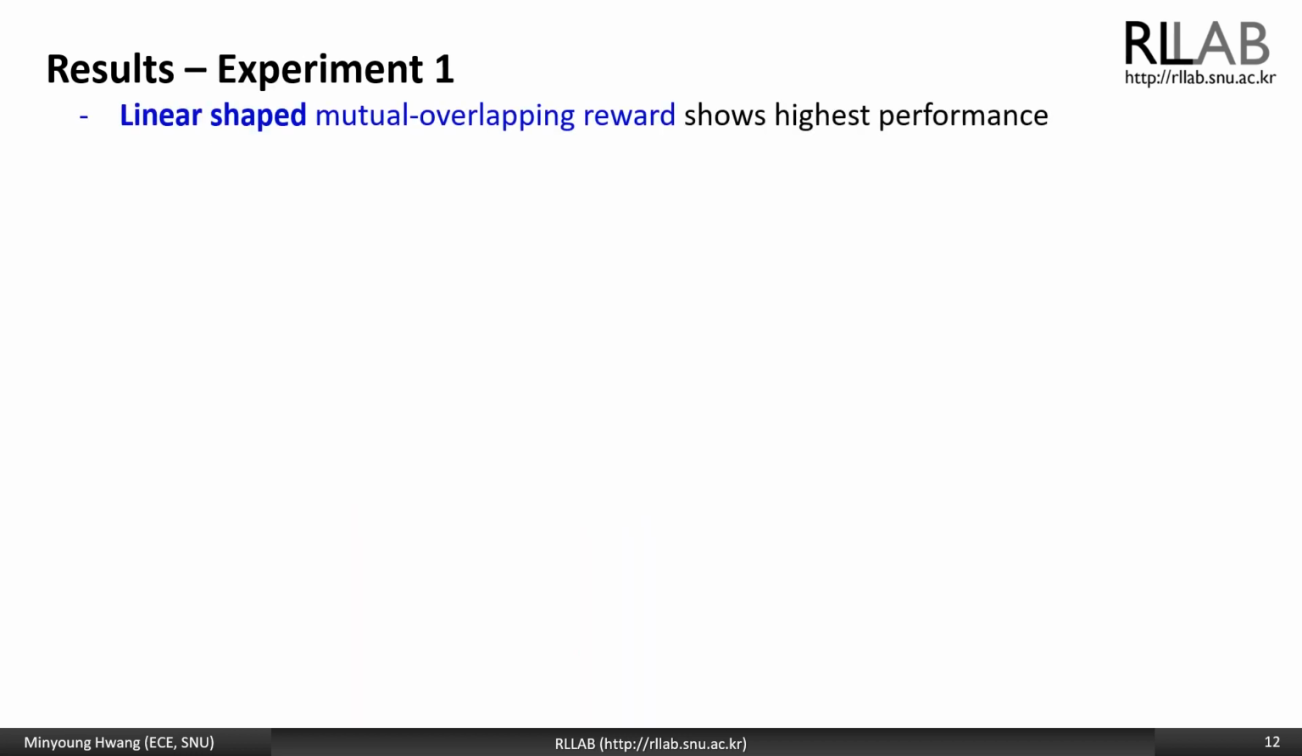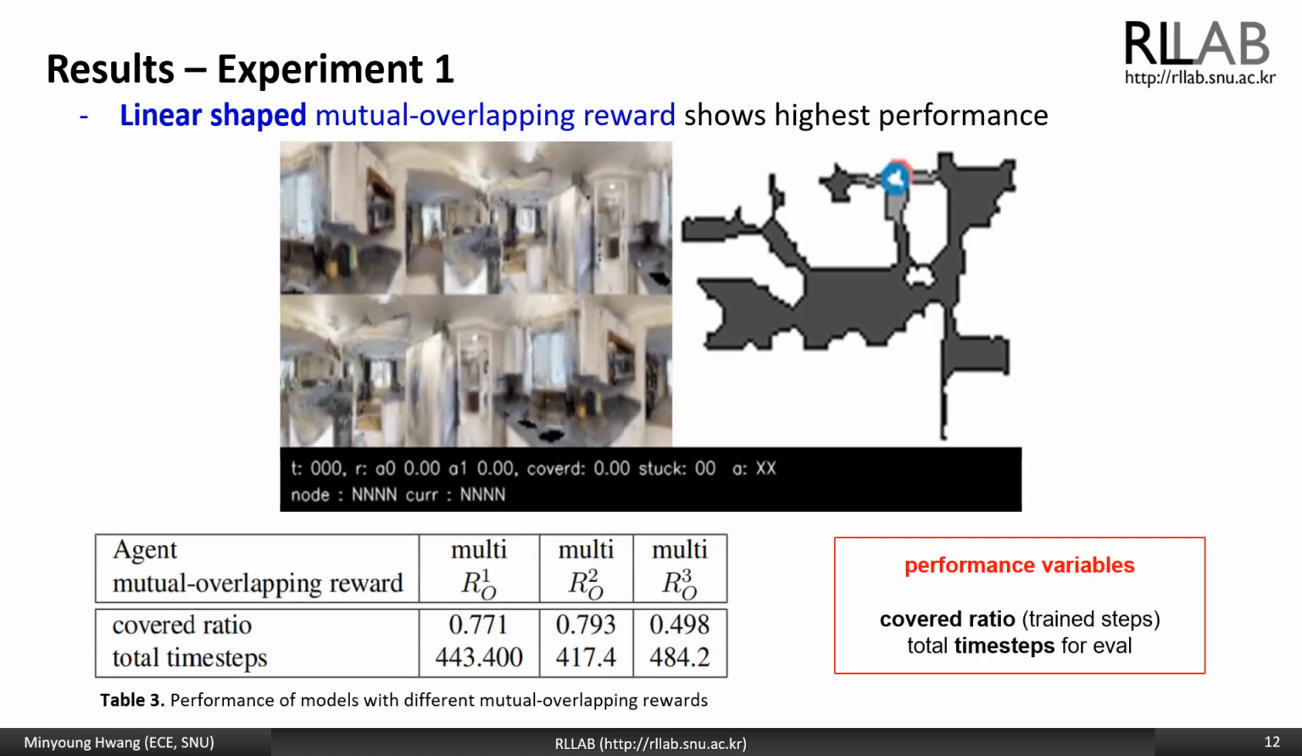Now let's look at the results of experiment 1. In the first experiment, comparison between mutual overlapping models are described in Table 3. Among the three models, RO2 model, which uses linear-shaped mutual overlapping reward, showed the highest performance in both evaluation metrics.